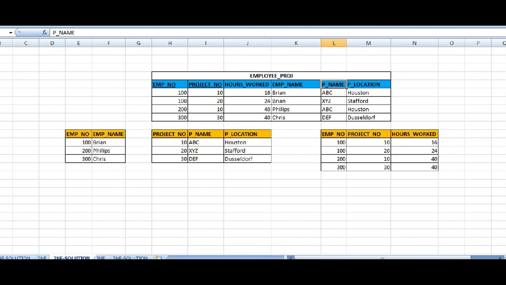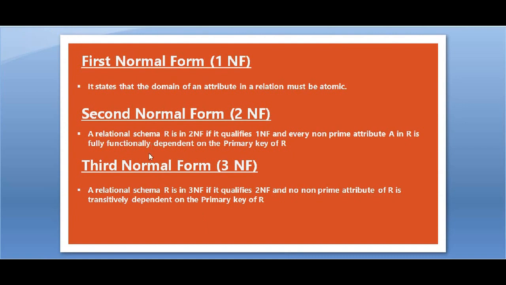Now coming to the third normal form. Third normal form says that a relational schema R is in 3NF if it qualifies 2NF and no non-prime attribute of R is transitively dependent on the primary key of R. Now what is transitive dependency? First we have to understand this. Then the 3NF is basically almost same as 2NF.